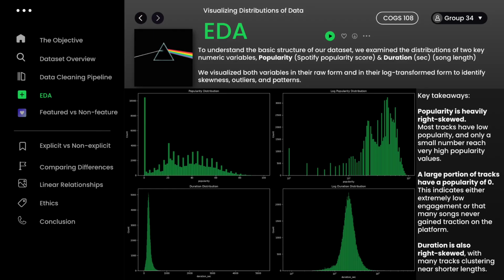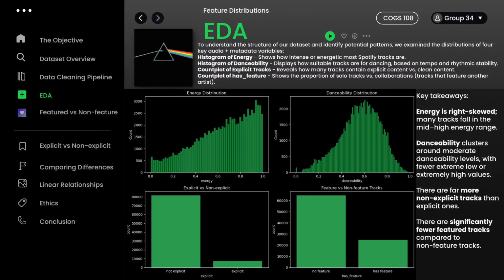Some key findings are that popularity is heavily right-skewed, a large portion of tracks have a popularity of 0, and duration is also right-skewed. Looking at feature distributions, we can see that energy is right-skewed, danceability clusters around moderate levels, there are far more non-explicit tracks than explicit ones, and there are significantly fewer featured tracks compared to non-featured tracks.